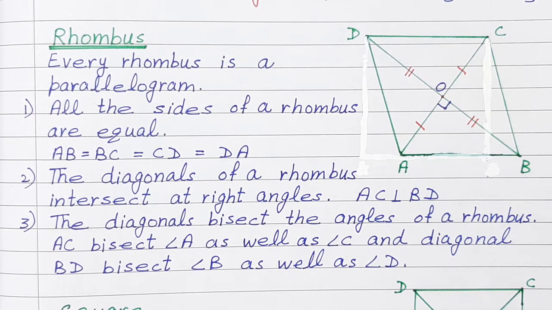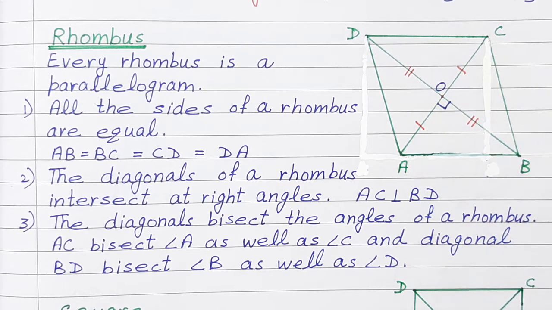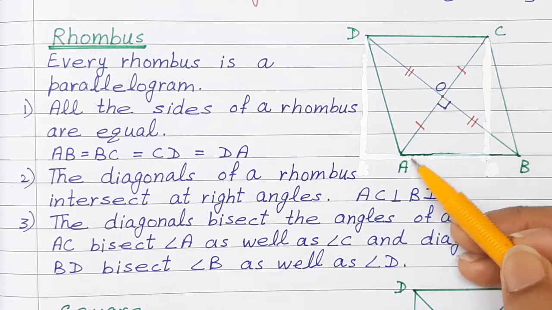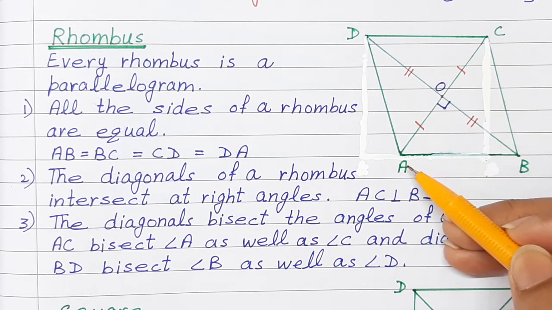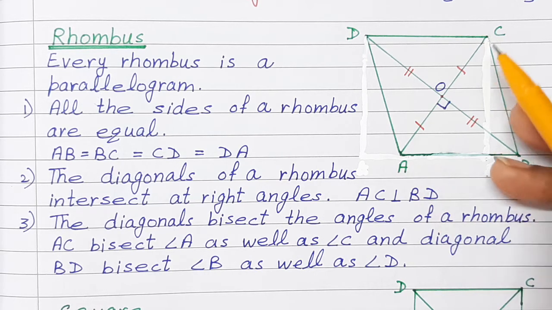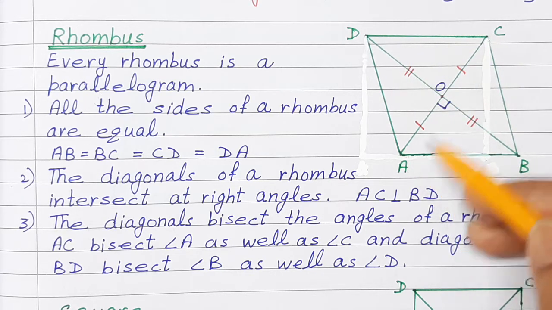Is it clear, children? So in a rhombus, all four sides are equal, opposite sides are parallel, and the diagonals bisect each other at 90 degrees. These are the main properties of a rhombus. Now children, one very important property of a rhombus is that the diagonals of the rhombus bisect the angles. I repeat, the diagonals of a rhombus bisect the angles.